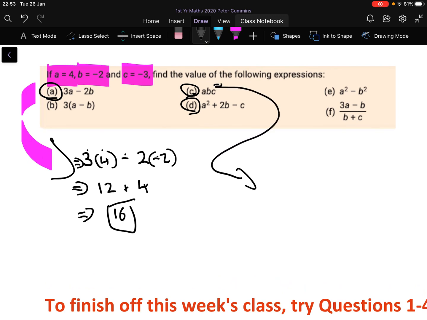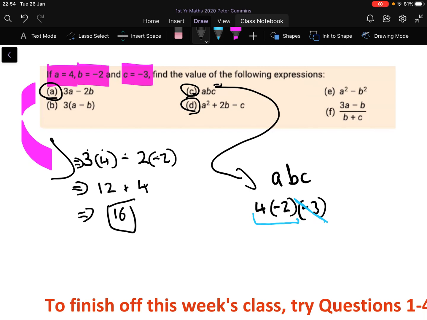This one here, part C, they're saying A, B, C. Difficult. I'm going to write A multiplied by B multiplied by C, because they're all stuck together. So what I'm going to have is 4 multiplied by minus 2 multiplied by minus 3. So I have 3 things to work out. For a second, I'm going to get rid of this minus 3. So I'm going to put a line through that. And I'm just going to worry about these 2 first.